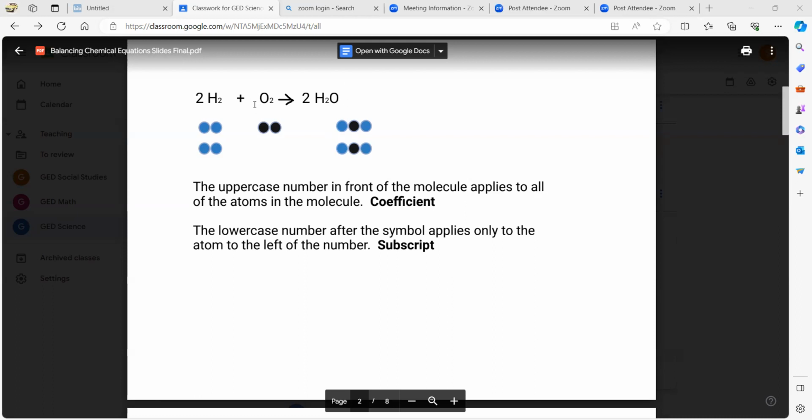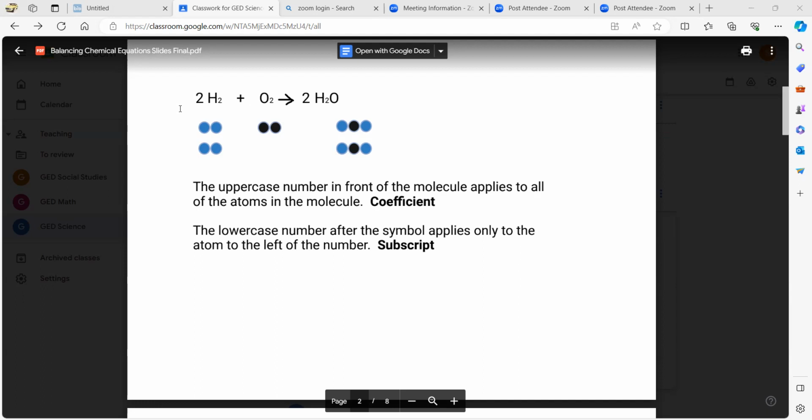So in other words, what they might do is put a line in front of each of the molecules, and you would write your 2 here, your 1 here, and your 2 here. But just be aware that normally, like if you're going into a college class or another science class, you would not have to write that 1 there. It's understood to be 1.